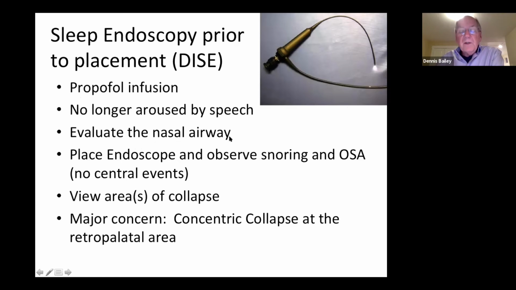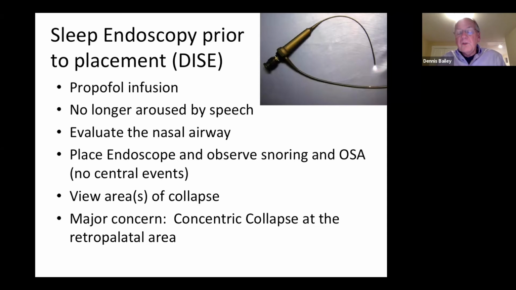They do an evaluation of the nasal airway using a flexible endoscope. They place the endoscope and observe snoring and OSA. No central events can occur because this is not for central apnea. They view the areas of collapse. And the major concern that's showing up in the literature mostly is what is called concentric collapse at the retropalatal area.